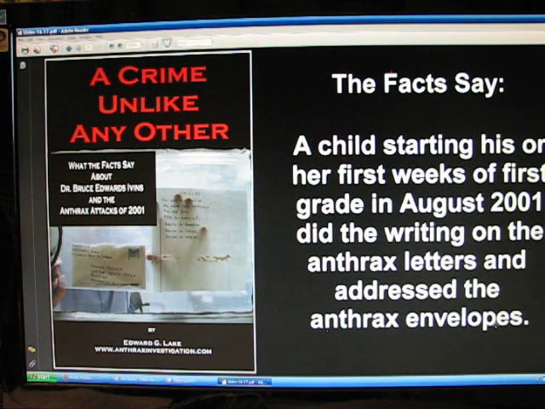That was what the facts said in 2001 when these handwriting facts were first brought to my attention, and they became even more of a certainty when it was learned that Dr. Ivins' wife reportedly ran a daycare center in their home. And, of course, Dr. Ivins was mentally ill and would be the perfect person to use a child in this way.